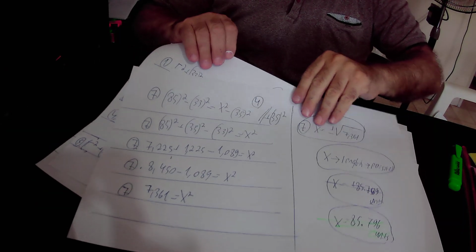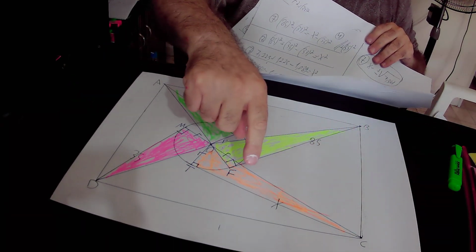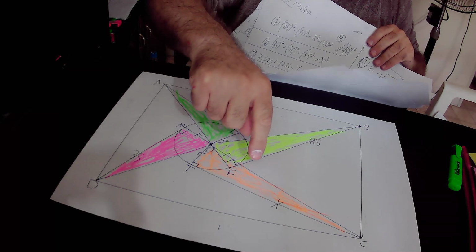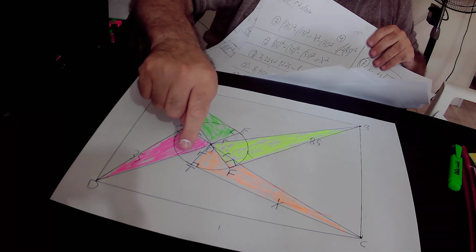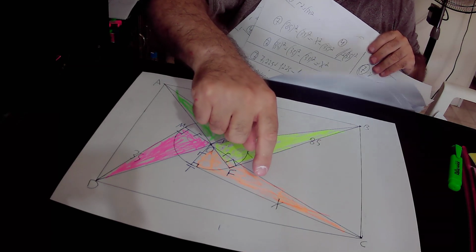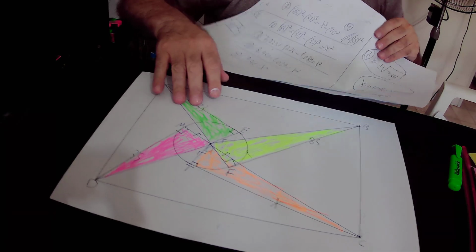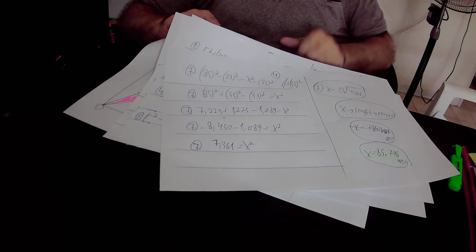The length of this line segment x is equal to 85.796 units. Again, x equals 85.796 units. We finished with the first question, then I presented to you the second question, and we solved the second question in two different methods.